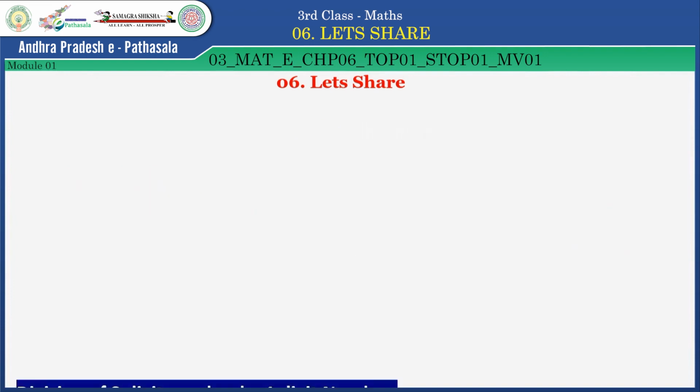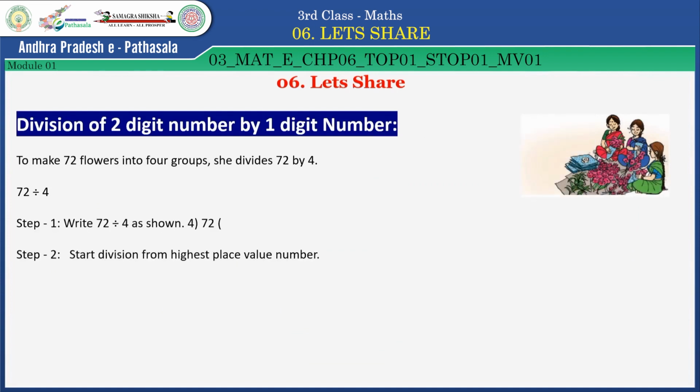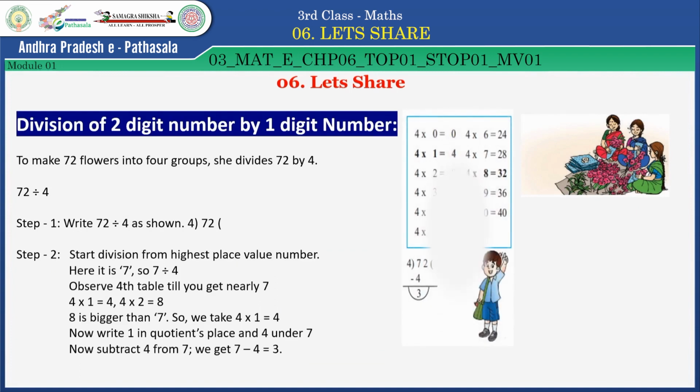Division of a 2-digit number by a 1-digit number. To make 72 flowers into 4 groups, she divides 72 by 4, that is 72 divided by 4. Step 1, write 72 divided by 4 as shown in the picture. Step 2, start division from the highest place value. Here the highest place value is 7. So 7 divided by 4.